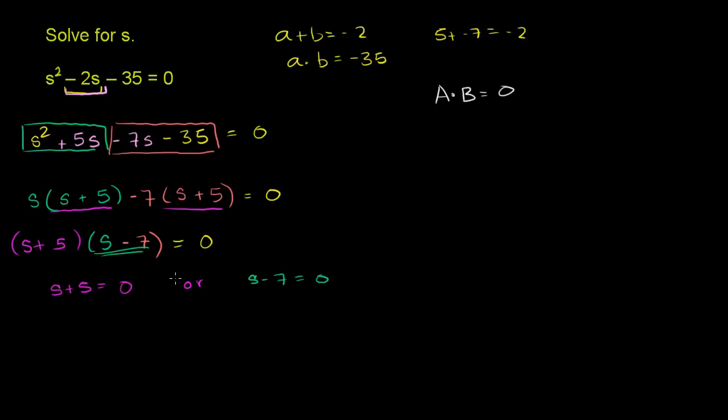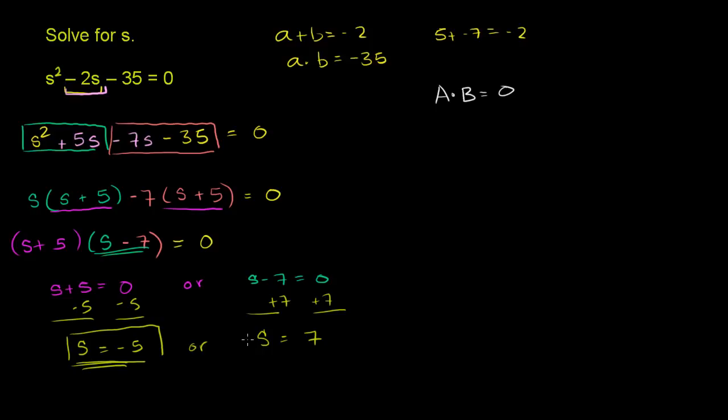And so you have these two equations. Actually, we could say and/or. Both of them could be equal to 0. So let's see how we can solve for this. Well, we can just subtract 5 from both sides of this equation. And so you get s is equal to -5. That is one solution to the equation. Or you can add 7 to both sides of that equation, and you get s is equal to 7. So if s is equal to -5 or s is equal to 7, then we have satisfied this equation.